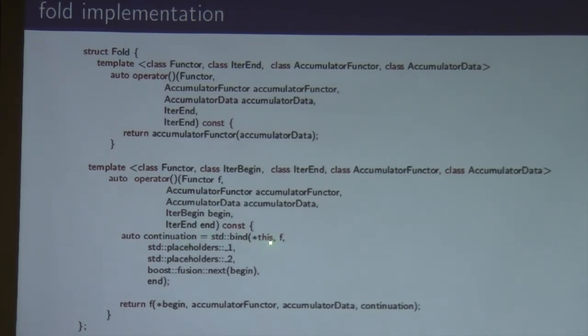So continuation is just ourselves with this functor, and we increment the iterator pointing to begin. It looks really creepy, but it really works. And what is the point? It's hidden inside of the fold implementation, so it's our utility. Once we implemented this, we can use it. And the usage is actually very simple. So the implementation is creepy, but who cares?